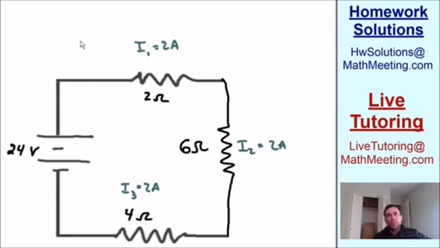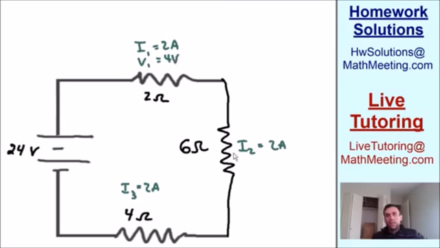And we can use the same formula as before. To find the voltage across resistor number 1, the voltage across resistor number 1 is equal to the current of resistor number 1 times the resistance. So the voltage across 1 is equal to the current through 1, which is 2 amps. We know that the resistance is equal to 2 ohms, so we multiply by 2 ohms. 2 times 2 is equal to 4. So the voltage across resistor number 1 is equal to 4 volts.